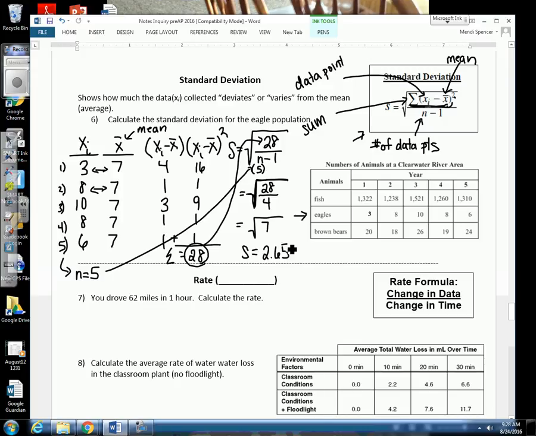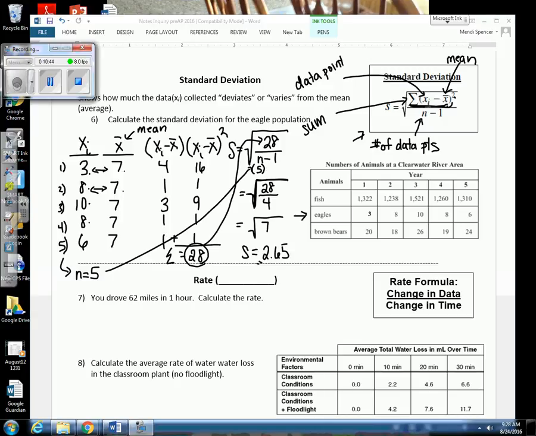Now what does standard deviation mean? It means that for these data points, on average, they're about 2.6 off of the mean. That's what standard deviation means. Our data points are deviating about 2.6 from the average, or from the mean. Now, this should be all the information that you need to know in order to finish that tables, graphs, and charts worksheet.